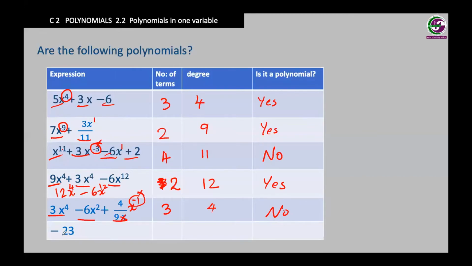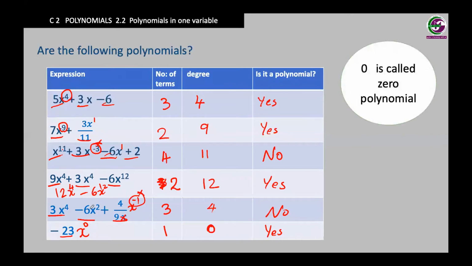Moving on to the last one, negative 23. How many terms are there? Only one. What is the degree? Important question. You can rewrite as x power 0 because x power 0 is 1. So the degree is 0. So you'll understand something from here. If you have only a number without a variable, this is called a constant polynomial, and the degree of constant polynomial is always 0 because we can write it with x power 0. Is it a polynomial? Yes, because 0 is a whole number.